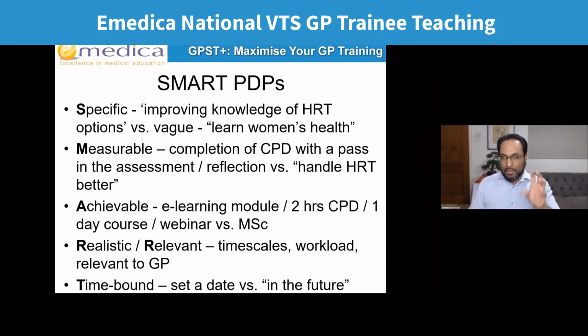So, you want to make it specific. So look, here's an example of something vague: learn women's health. It's too vague. Here's something specific: I'd like to improve my knowledge of HRT options, okay? So then make it measurable, right? So how am I going to do that? I'm going to complete some CPD, and then I'm going to pass the assessment at the end. Let's say you do a learning module, there might be an assessment at the end. Rather than something vague like I'll be able to handle HRT better. See, that's really vague, all right?